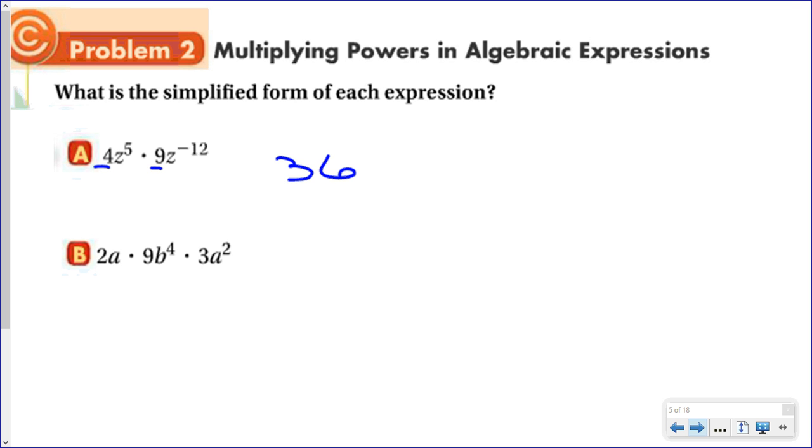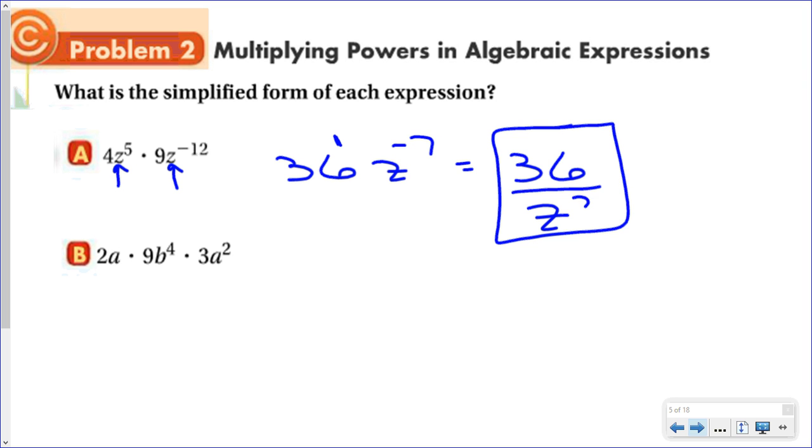Now, what's brand new is when we have the same base. The z is considered to be a base, and so is that one. Now, if you have the same base, you add the exponents. So 5 plus negative 12 would be negative 7. You can't leave this as your final answer because you can't have negative exponents. 36 remains on top because it had a positive 1 as a power. The z gets moved to the bottom, and that would be a positive 7.